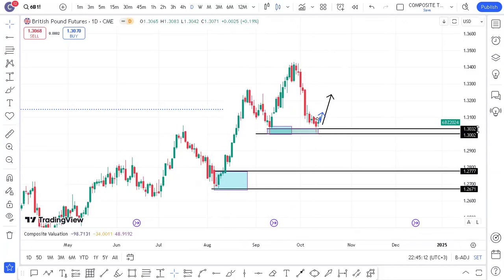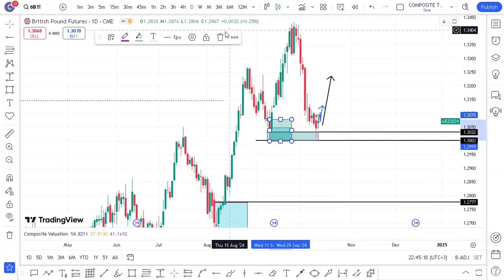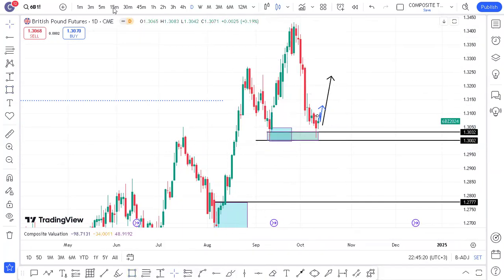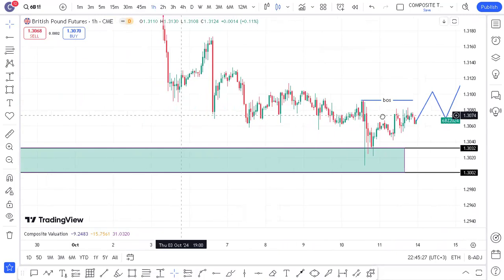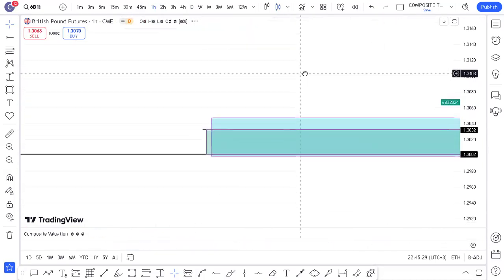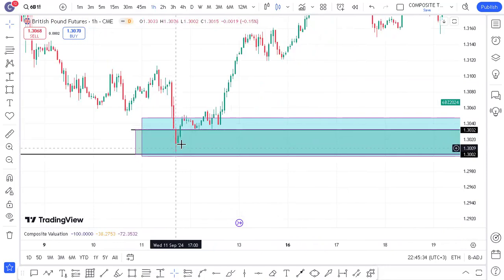Then we have, around this area, a daily structure, a daily OB like that. But I've just refined it on a 1 hour time frame. Let me go to the 1 hour time frame. I took this OB here, in the 1 hour time frame, this one OB here, this red candle.